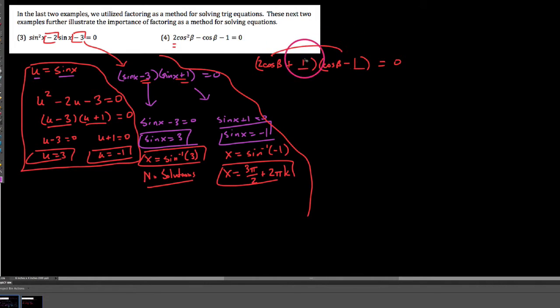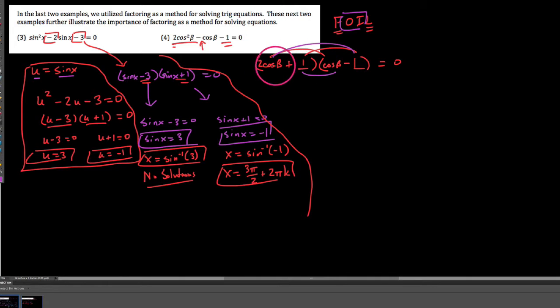So, checking the first part of our FOIL, the F part, F-O-I-L. Of course, F works out. We made sure that happened. 2 cosine beta times cosine beta is 2 cosine squared. The L part we made sure happened. We say 1 times negative 1 is negative 1. The only parts we haven't checked are the O and the I here. And so we're going to check our outer and our inner multiplying here.